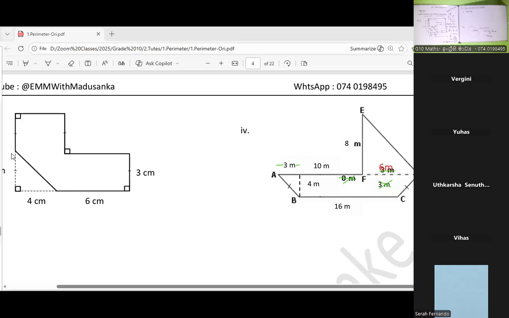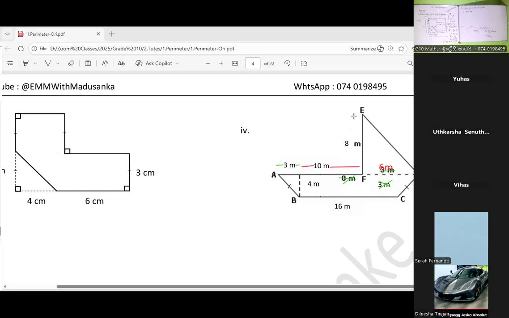And this length is 10 meters, right? And this height is 8 meters. This length is 16 meters. This length is 4 meters. Find the perimeter of this boat.